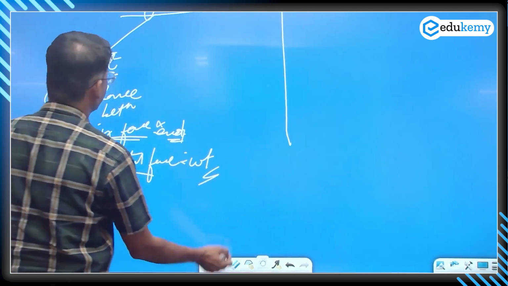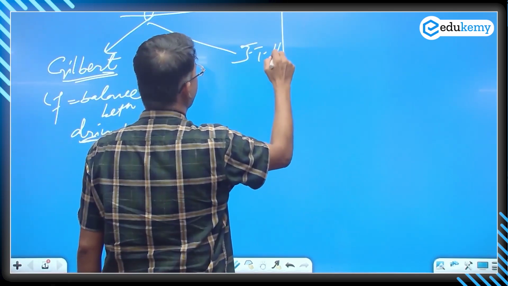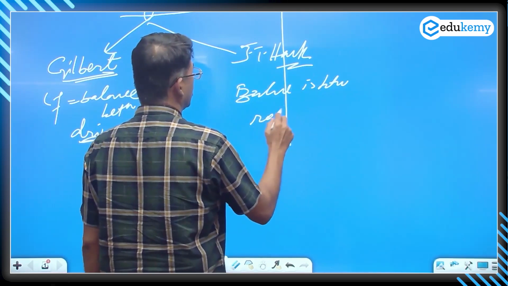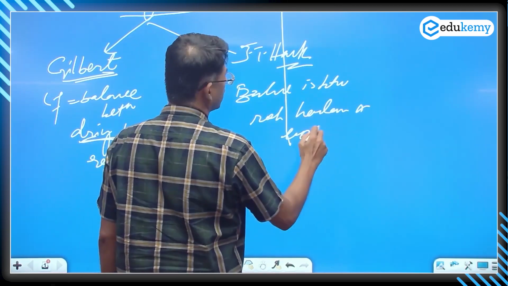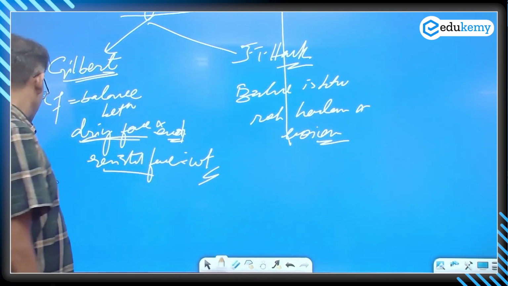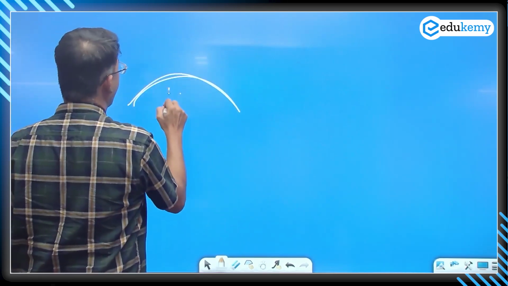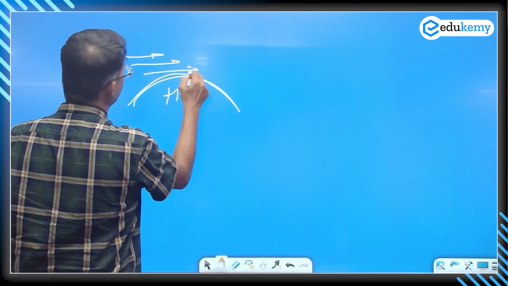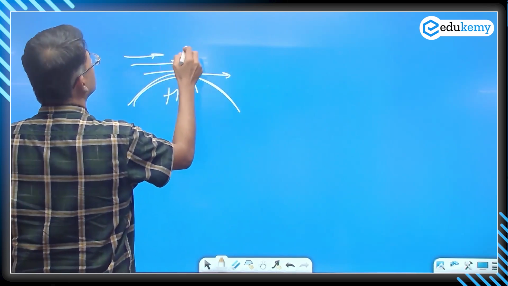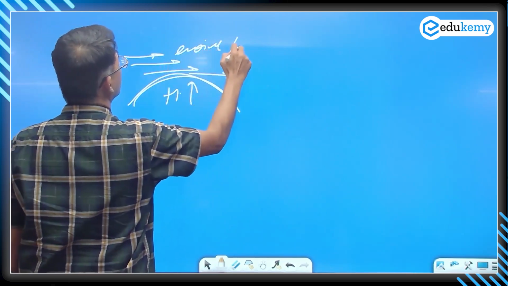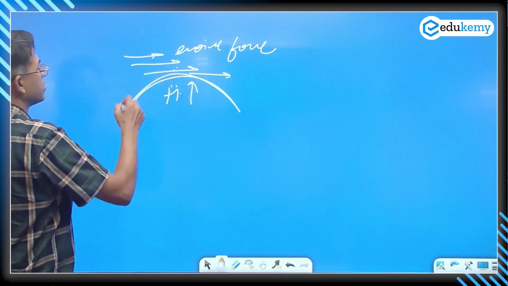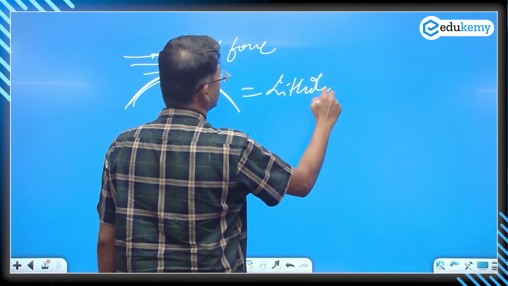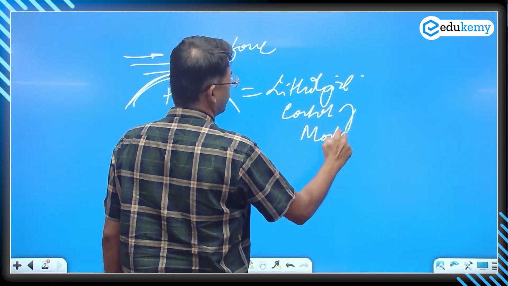Now, we also have another theory given by J.T. Hack. He says the balance is between the rock hardness and the erosion. So I have a rock, the rock hardness is the resistance, and the erosion by the agents is the erosive force. The balance of the two is this landform. This theory is also called the lithological control of morphology.